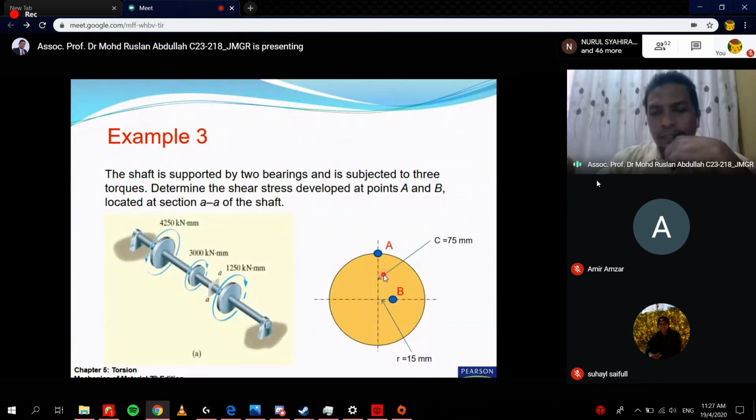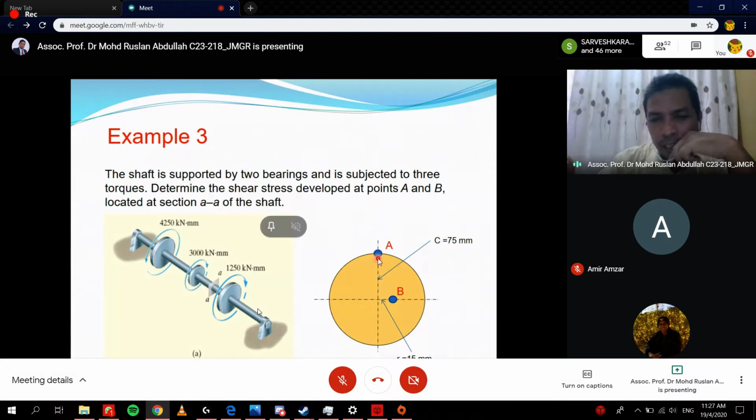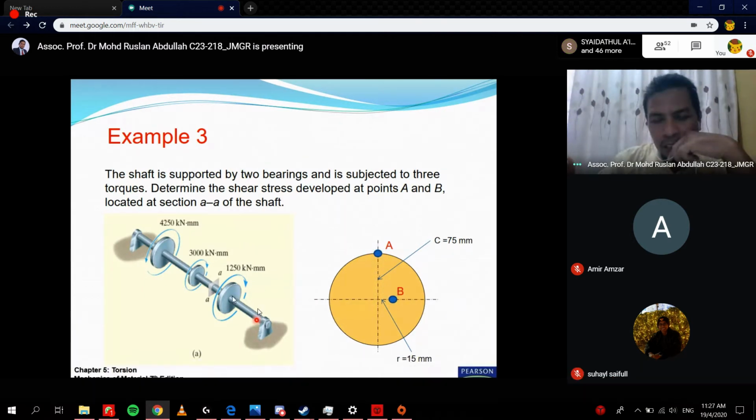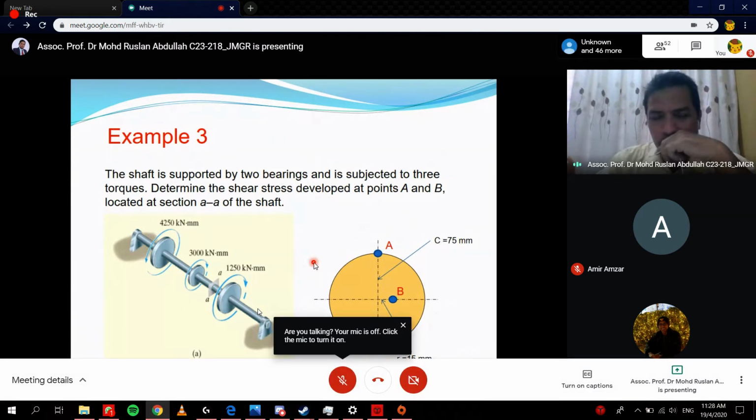Okay, so you want to determine the level of stress at point A and at point B. Okay, this is the cross section for the shaft. So before that, how to determine the shear stress? Shear stress equals TR over J. R refers to the position of point A and point B, and J of course in this case equals pi over 2 R to the power of 4, or pi over 32 d to the power of 4. It doesn't matter which one you want to use, whether radius or diameter is okay.